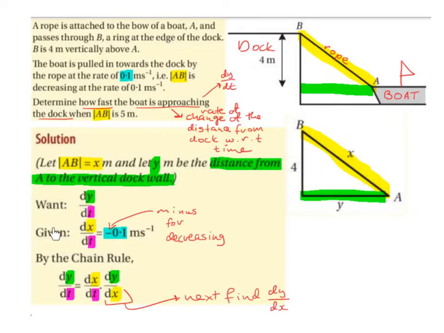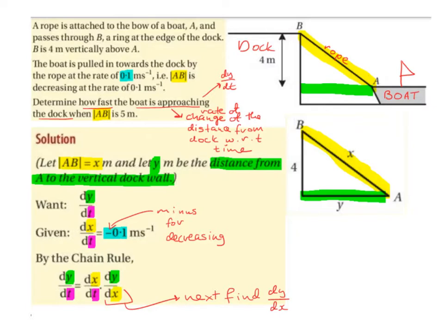So what's given to us? We were told that dx/dt is equal to minus 0.1 meters per second. We've put in the minus here because we were told it was decreasing. So it's minus 0.1 meters per second. So we were given dx/dt. So we were given the rate of change of the distance between A and B, or the length of the rope between A and B, with respect to time.